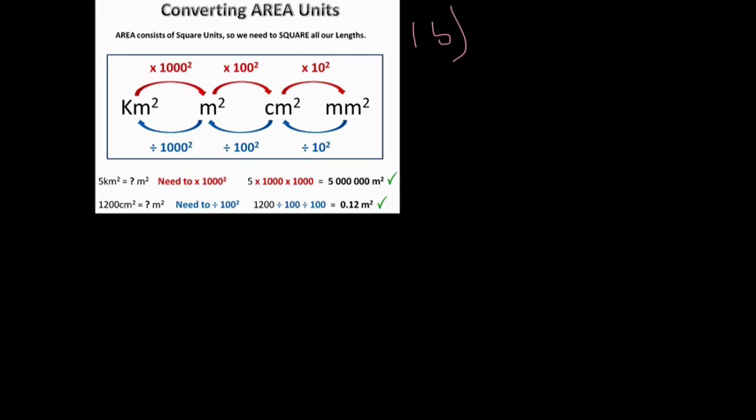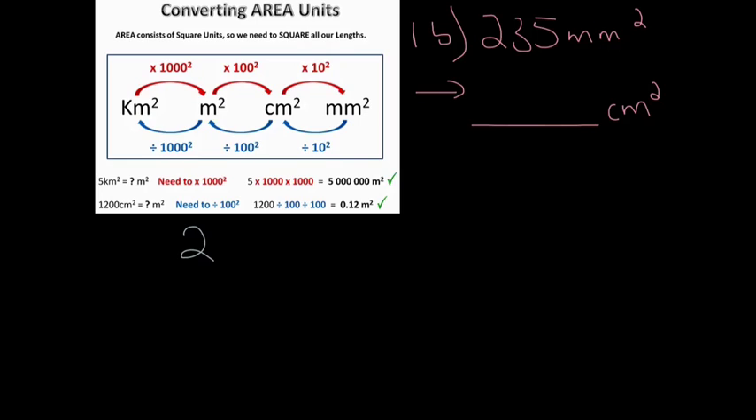Question 1b wants us to take 235 millimeters squared and change it into centimeters squared. So let's go back to this diagram. What do we need to do? We have it in millimeters. We want to change it to centimeters. To do that, we have to divide by 10 squared. Let's do it. So 235 divided by 10 squared.